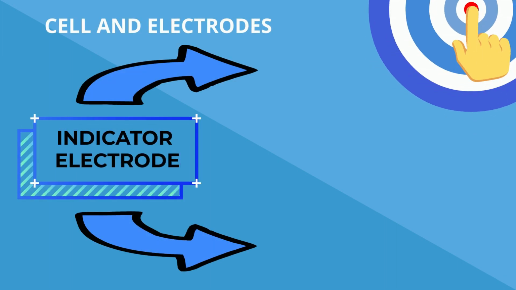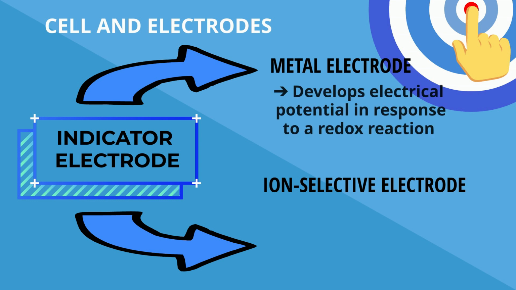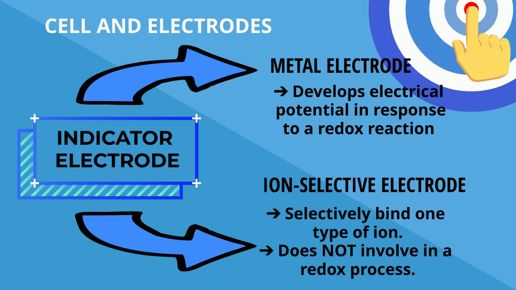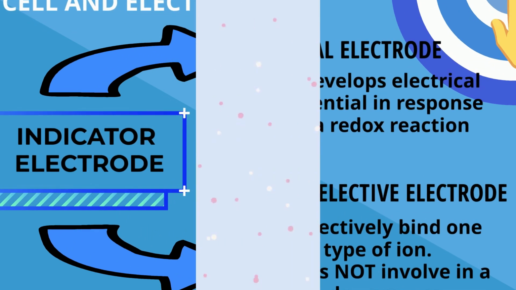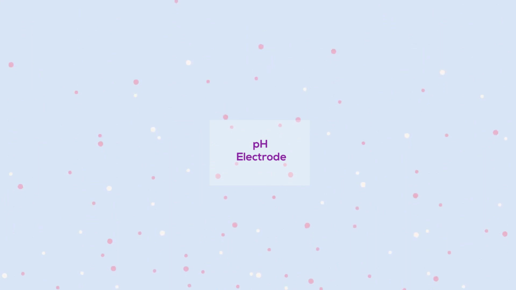Indicator electrodes can be either metal electrodes or ion-selective electrodes. Metal electrodes develop an electric potential in response to a redox reaction at the metal surface. Meanwhile, ion-selective electrodes selectively bind one type of ion to a membrane to generate an electric potential, and do not involve a redox process. A pH electrode is one example of an ion-selective electrode.